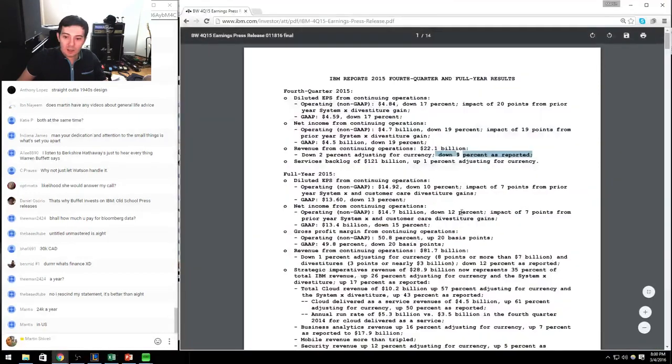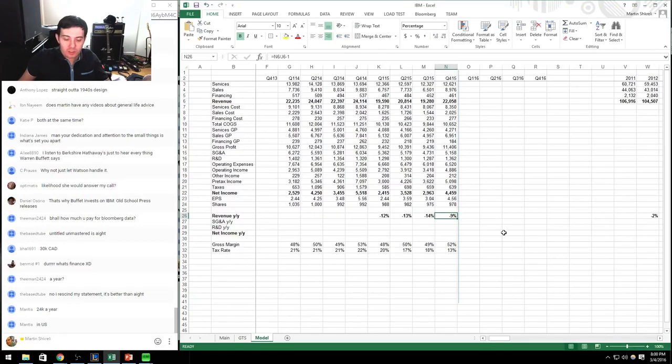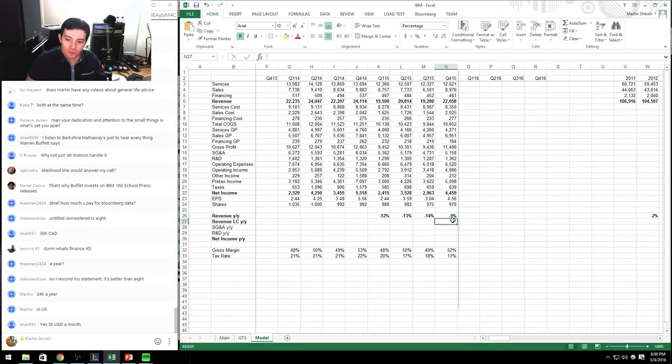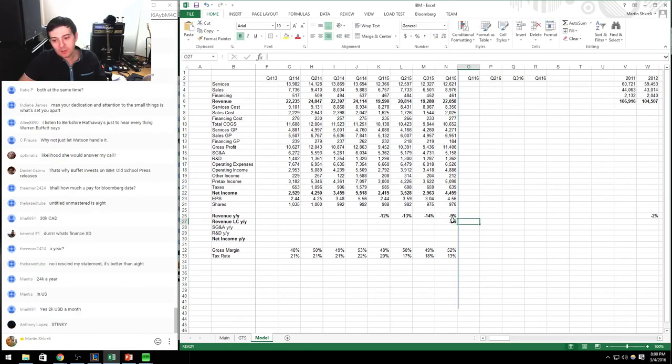But then they say that's the reported amount. The actual amount is 2% when you adjust for currency swings. So we call that revenue reported versus revenue in local currency. So they only dropped by 2%.